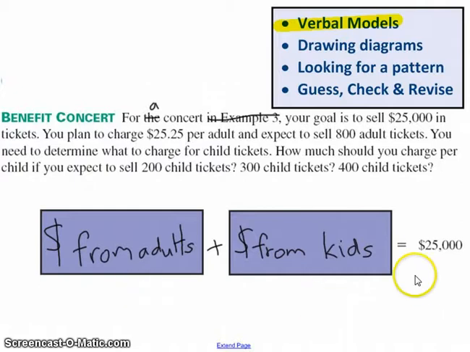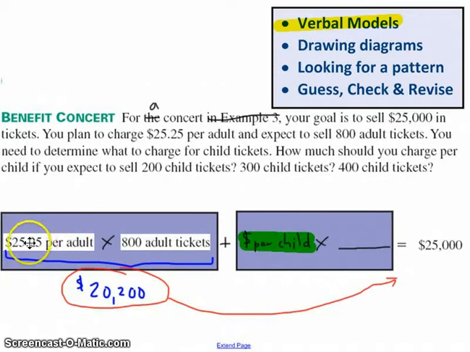I said, the way you're going to make your goal of $25,000 is by earning money from adults plus money from kids. And that right there, that's a verbal model. And then I simply plugged numbers into that verbal model, as you probably remember. I don't want to go into too much detail here, but we figured price per adult times adult tickets turned out to be $20,200, and what we were trying to solve for was price per child times number of children.